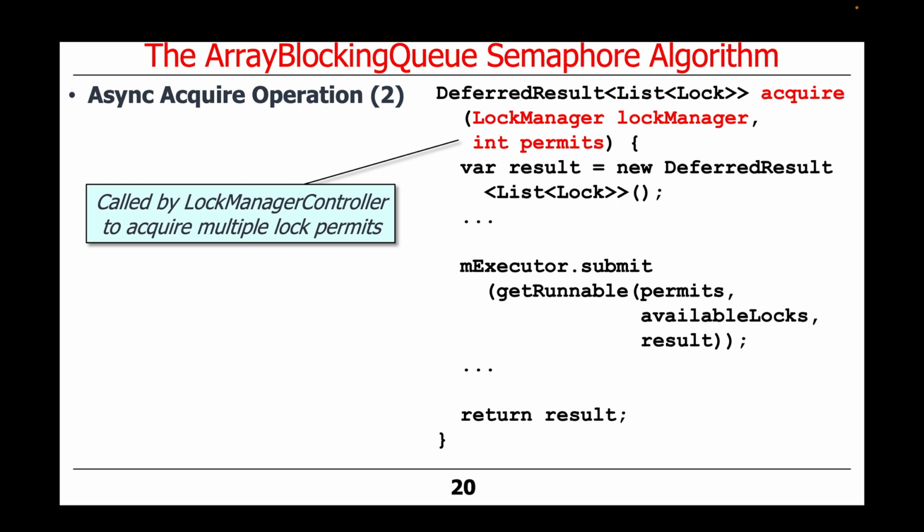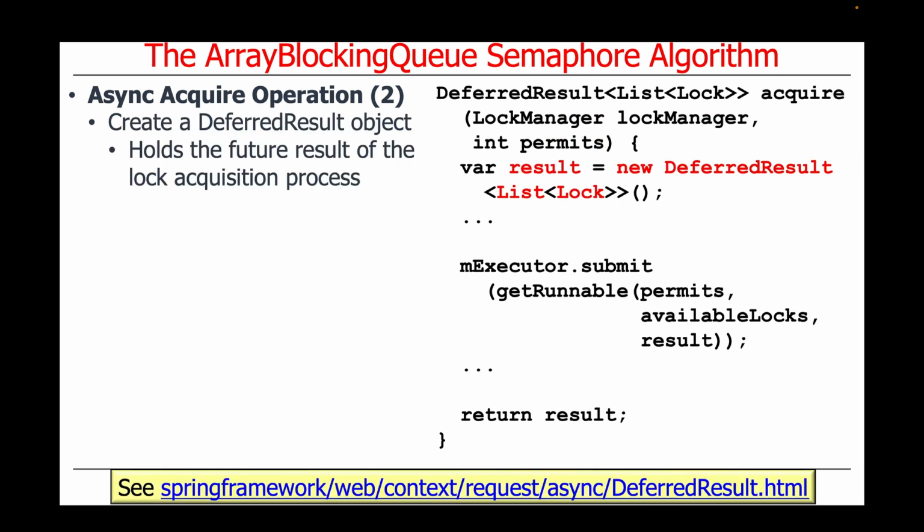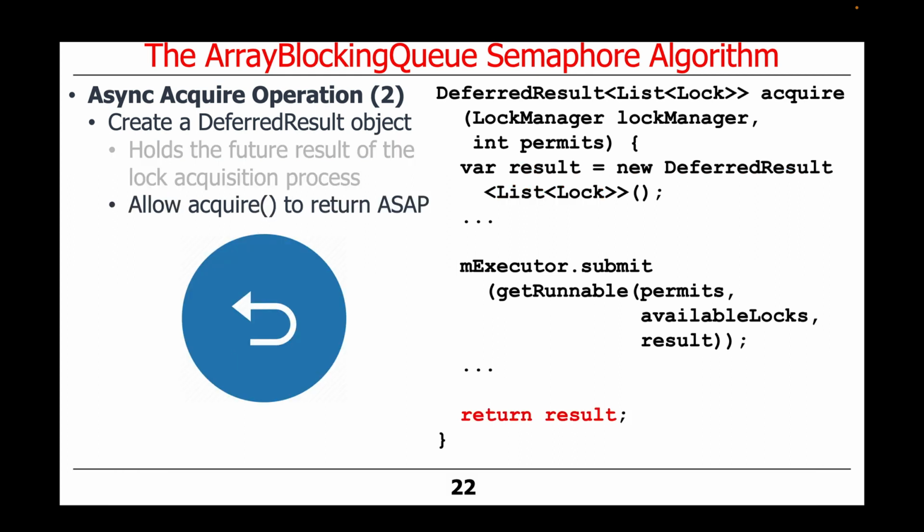Let's now take a look at the more complicated async acquire operation. This is the one that takes a permits count, and it is called by the LockManager controller to acquire multiple lock permits. First it's going to create a deferred result object, which will hold the result of the future acquisition. So we make ourselves a deferred result, which is going to be a list of locks. That will allow the acquire method to return as quickly as it possibly can. It's going to go back to the controller, and then the controller will return so that the HTTP worker thread will not be blocked for very long at all.